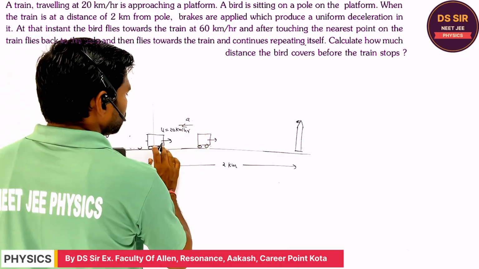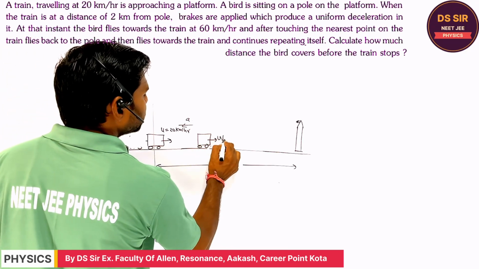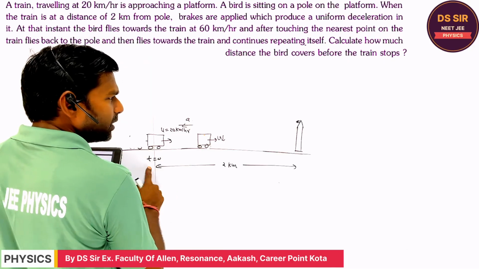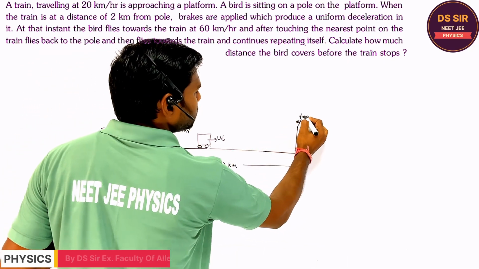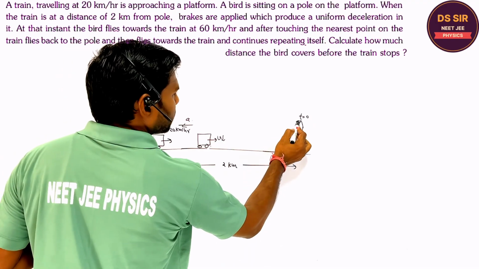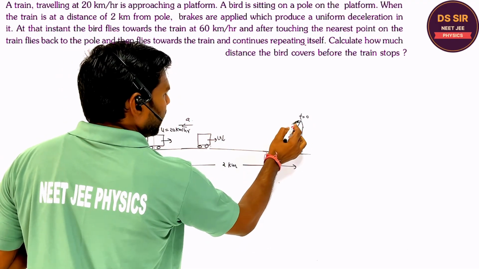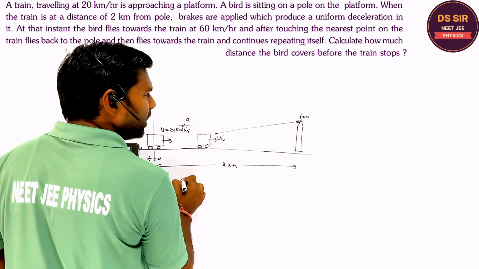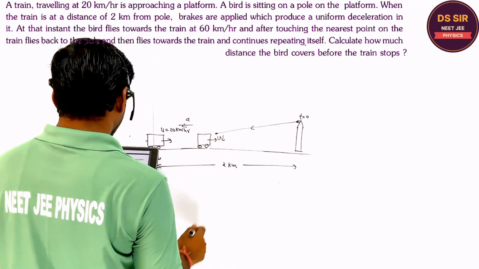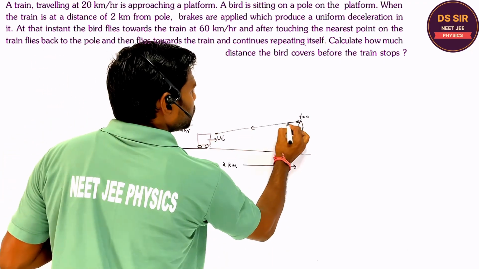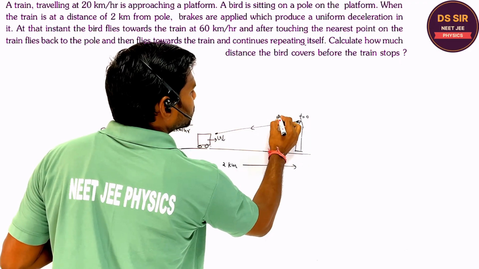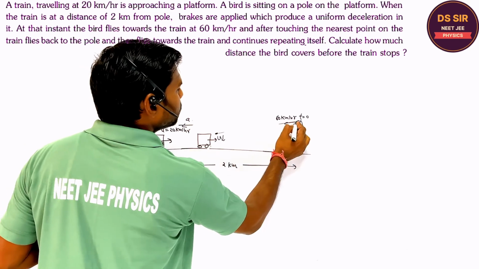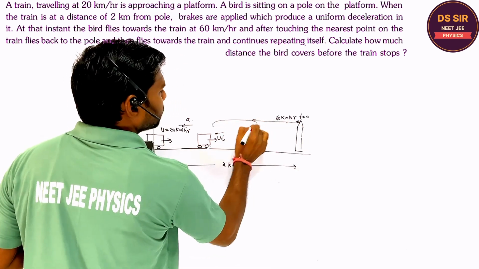It will reduce. So after some time, its speed is decreasing. So what happened? At t equal to 0, it is at 2 kilometer. At t equal to 0, this is the bird. So it starts and moves towards the train. It touches the train, right? What is the velocity of the bird? 60 kilometer per hour. You understand or not? Although this is moving in a straight line.